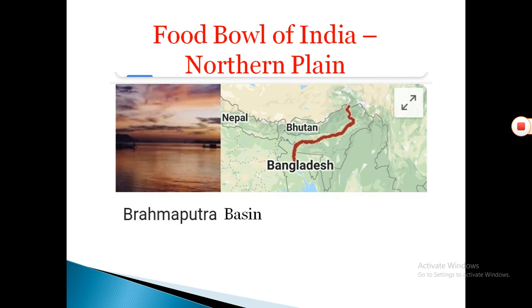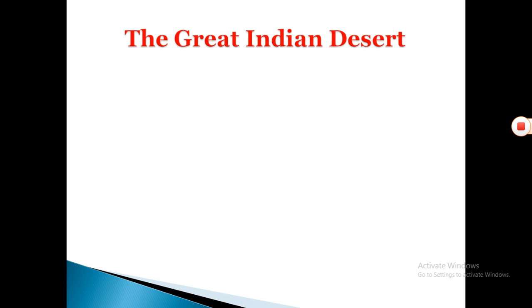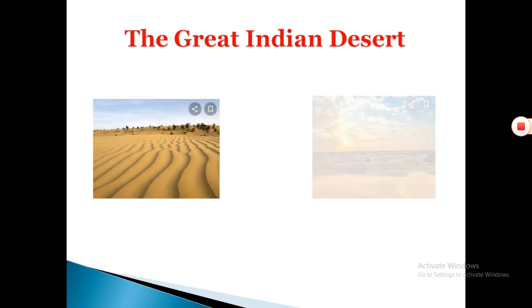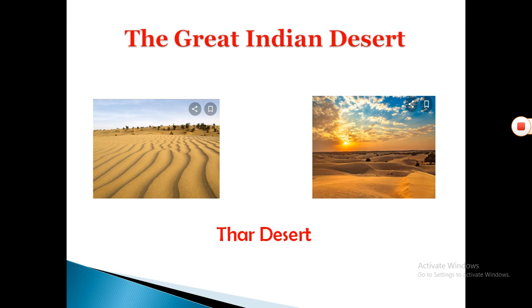The last one is the Great Indian Desert. The southwestern part of the northern plain is a dry, hot and sandy area. This region is called the Great Indian Desert. It is also called the Thar Desert. The Thar Desert lies in the western part of Rajasthan. There is very little or no rainfall in this region. The climate is very hot during the day and cold during the night in summer. Winter is very cold.